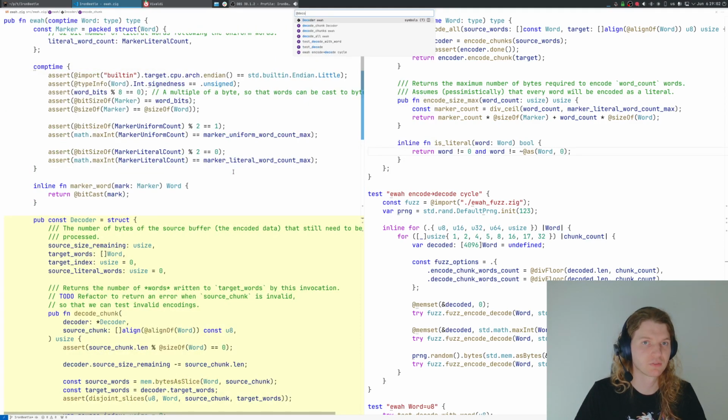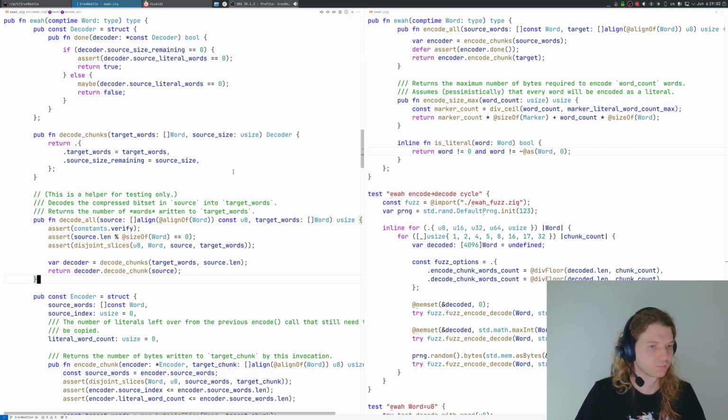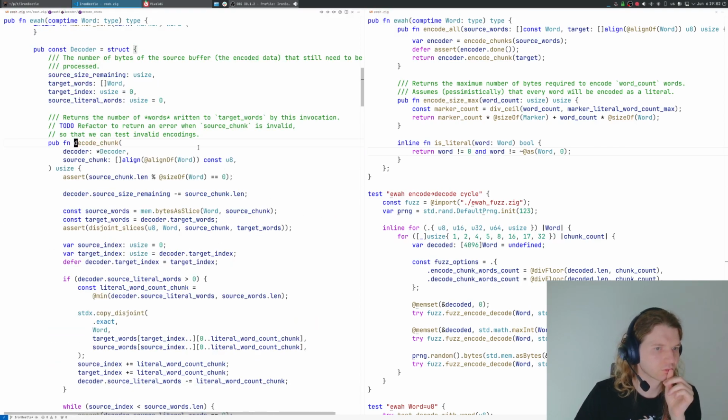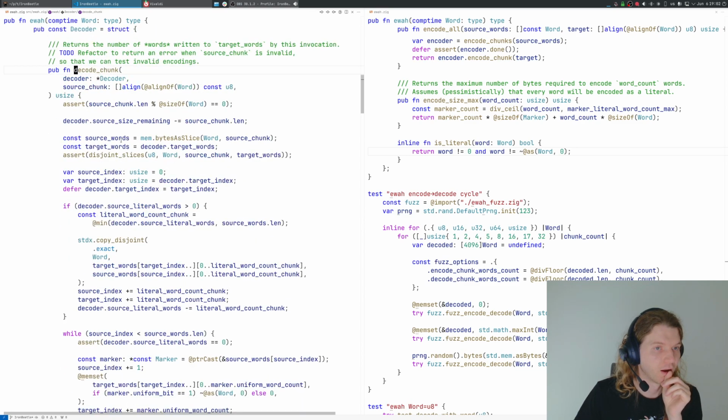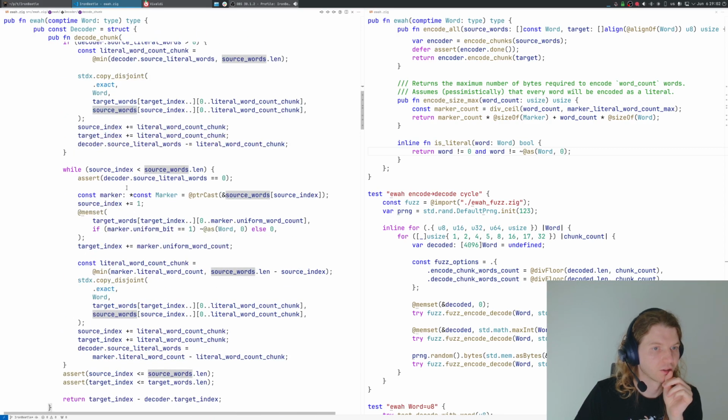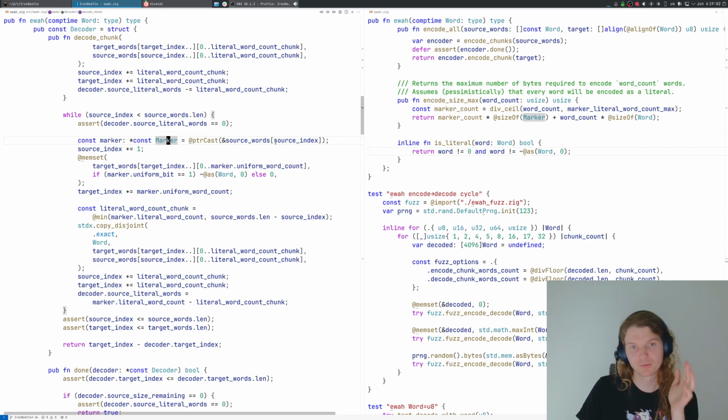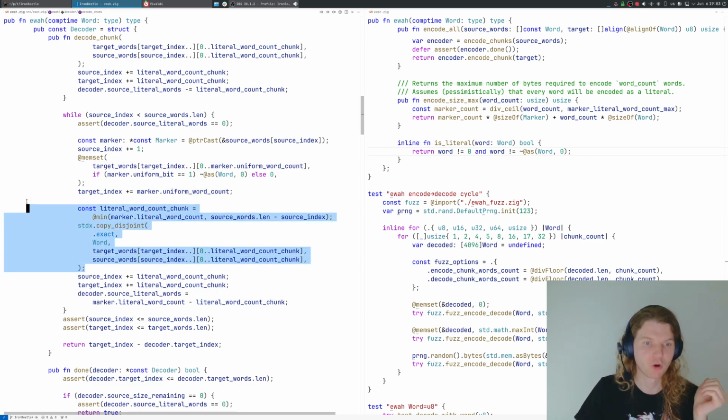Conversely, when we decode this thing, we look at the current word, which we know is a marker word because the first word is always going to be a marker word. Then for the uniform word count in this marker, we go and memset this number of words either to 0 or to 1, and then we go and memcopy literal words.